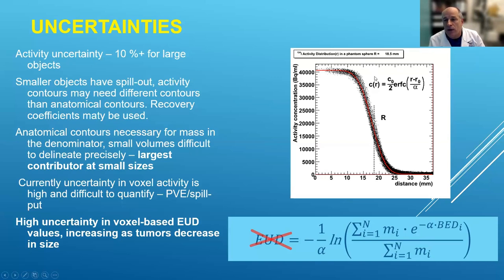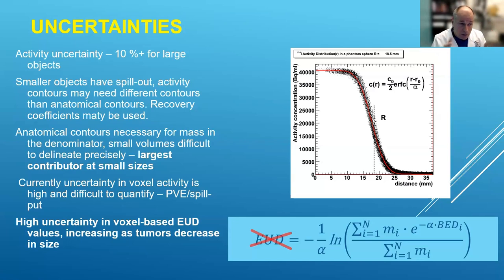And of course, it's not a perfect step function. There is some spill out. Some of the activity that is in the edge of the sphere has been measured and quantified on the outside. That's spill out. And so it makes activity quantization more tricky, because sometimes you might have to draw activity contours on small objects that are different from your anatomical contours. The other option is to use recovery coefficients.